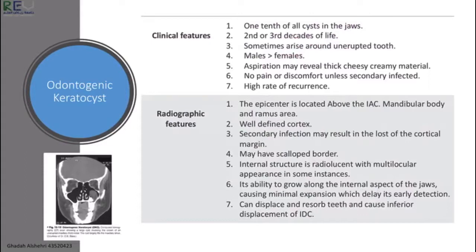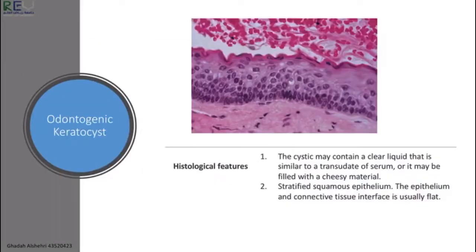Well-defined cortex. Secondary infection may result in loss of the cortical margin, and it may have a scalloped border. Internal structure is radiolucent, with a multilocular appearance in some instances. Its ability to grow along the internal aspect of the jaw causes minimal expansion, which delays early detection. It can displace and resorb the teeth and cause inferior displacement of the inferior dental canal.